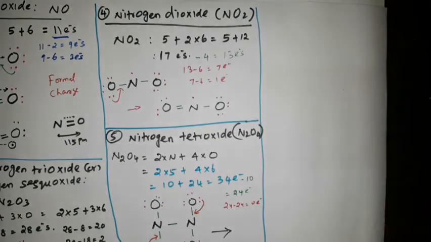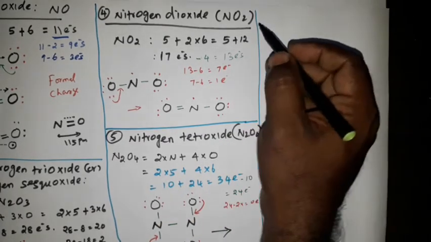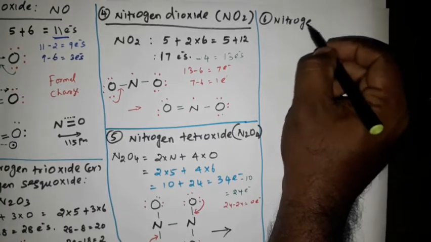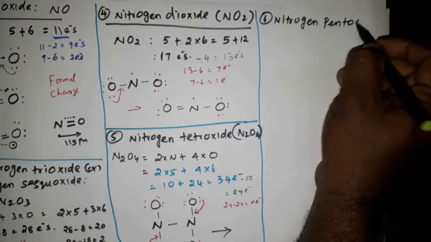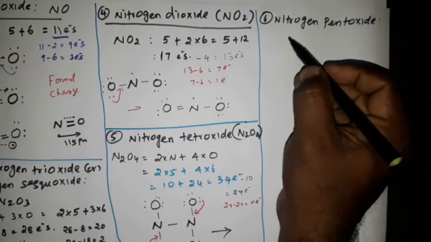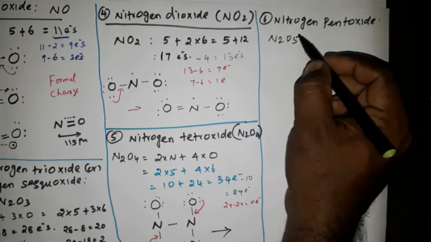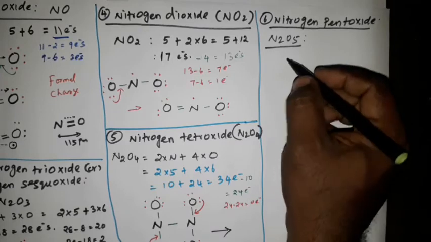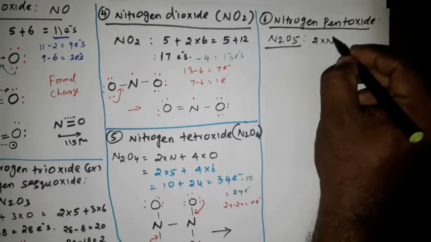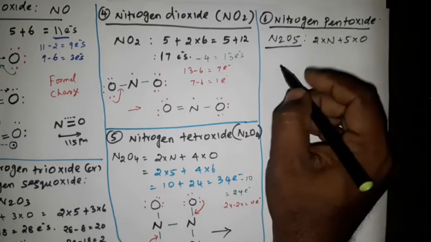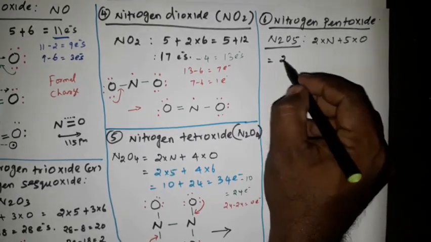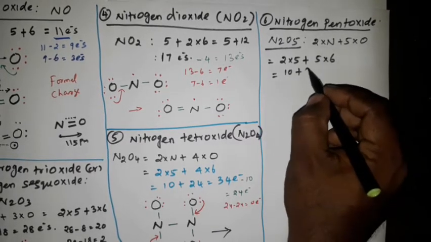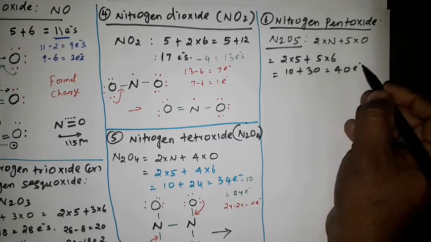Now next oxide is nitrogen pentoxide. Number 6, that is nitrogen pentoxide. Formula is N2O5. Right? Then N2O5, there are 2 nitrogen atoms, then 5 oxygen atoms. Then total valence electrons are 2 into 5 plus 5 into 6. So 10 plus 30, there will be 40 electrons. Okay.